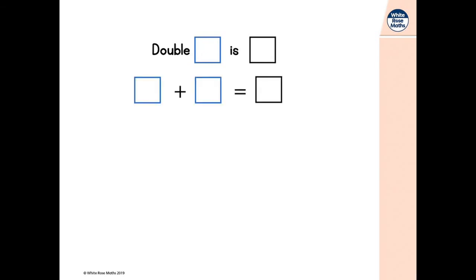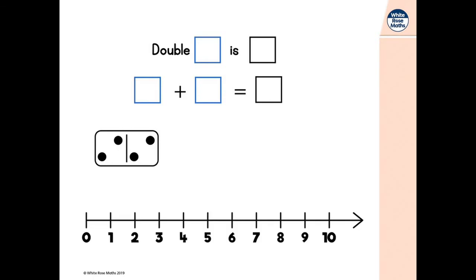Let's try a few more examples. We're going to double something, and we're going to think of it as an addition sentence. But what are we doubling? Dominoes! I love dominoes! Now last time, when we were doubling, we used a part-whole model. This time, we're using a number line. So, what are we doubling?